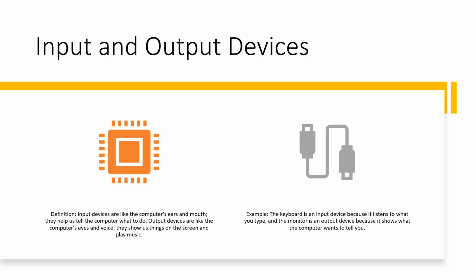Input and output devices. Computers have input devices and output devices. Input devices are like the computer's ears and mouth. They help us tell the computer what to do. Output devices are like the computer's eyes and voice. They show us things on the screen and play music. For example, the keyboard is an input device because it listens to what you type, and the monitor is an output device because it shows what the computer wants to tell you.